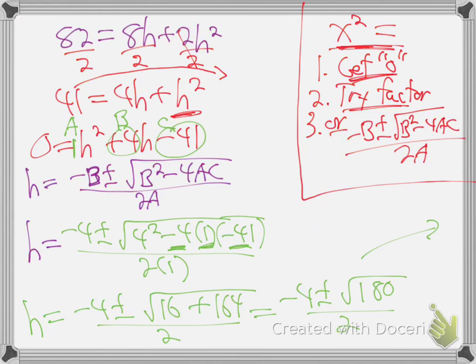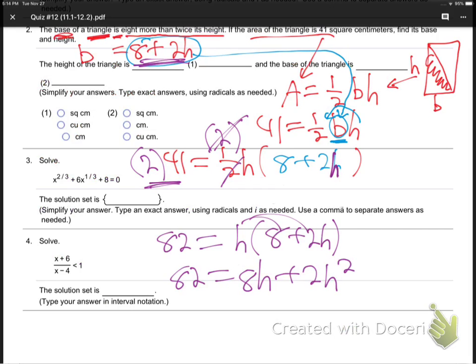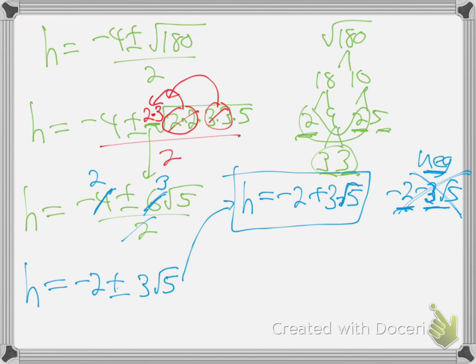And now they also want the base, right? So how do we get the base? Well, back here, remember what the base equals? Base is 8 plus 2h right there. See this right here? 8 plus 2h is the base. So the base is 8 plus 2 times the height. And what's the height? Minus 2 plus 3 root 5.